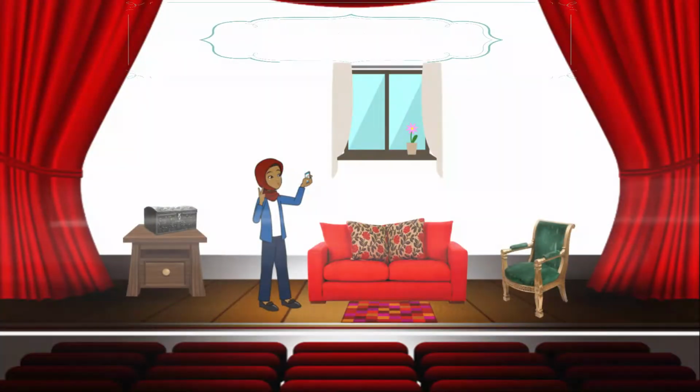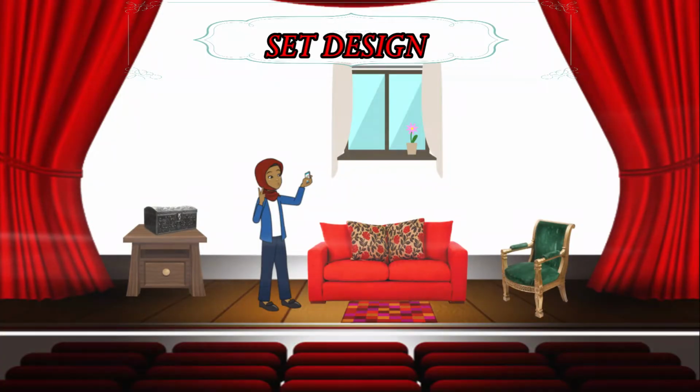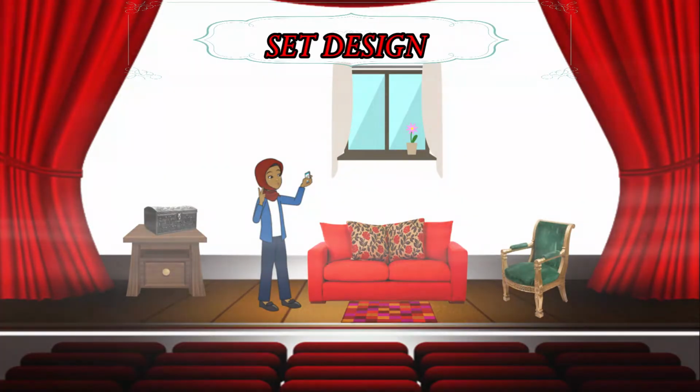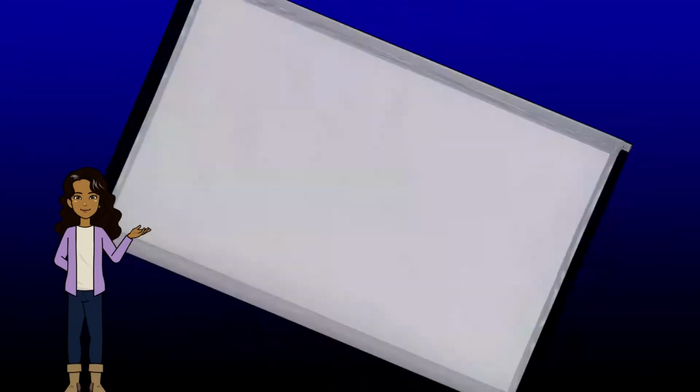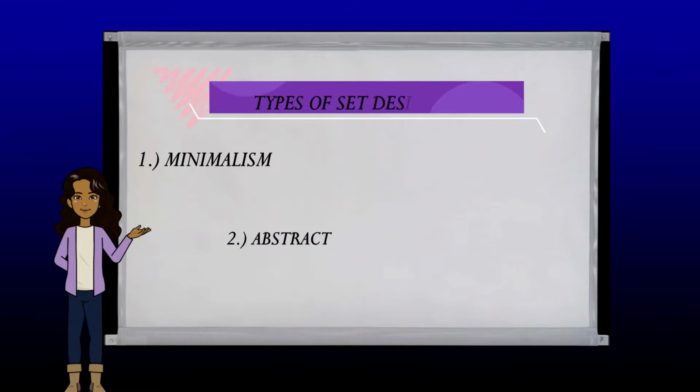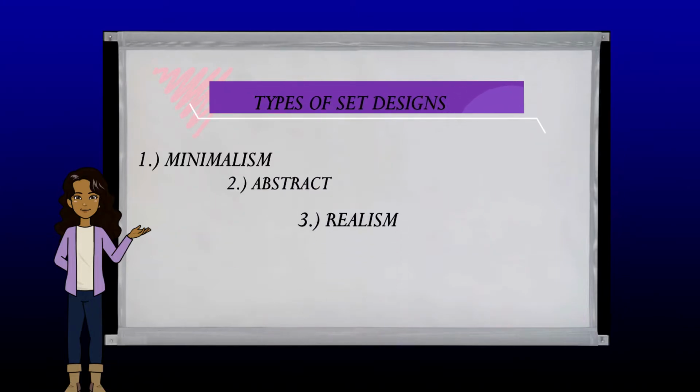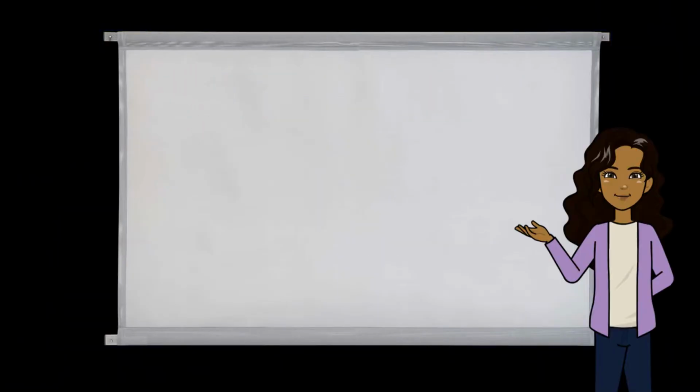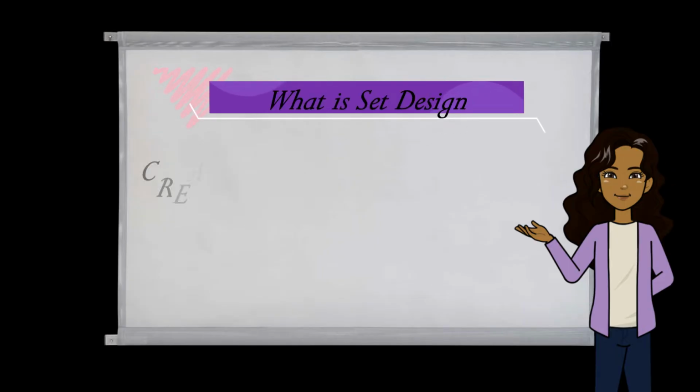This week, we will be focusing our lens on set design. We will be looking at 5 types of set design in this episode, which are minimalism, abstract, realism, symbolism, and fantasy set, my favorite. But first, let's look at what set design is.